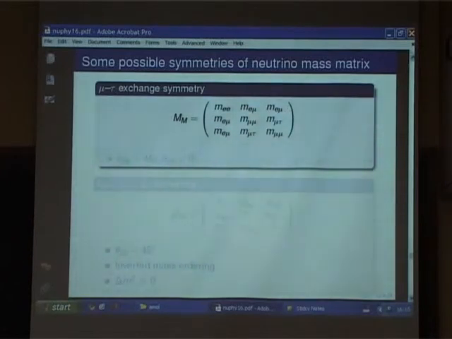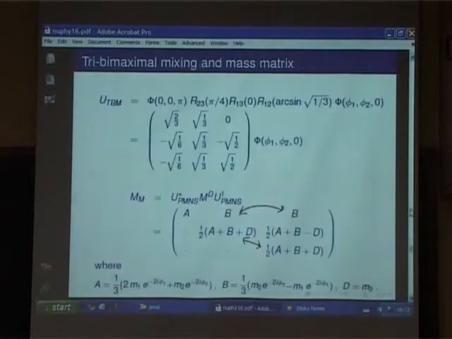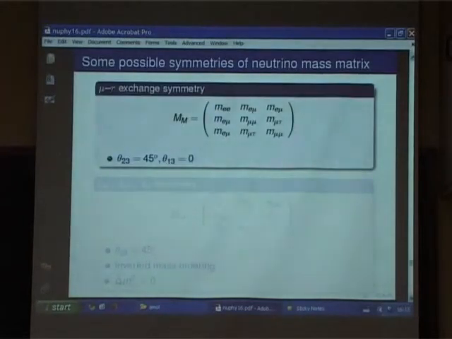It turns out that if you diagonalize this matrix, you will always get theta 2,3 is 45 degrees and theta 1,3 is 0. I will give it to you; you will see it for yourself. So the matrix has this form, which is mu tau symmetric, and you will always get theta 2,3 is 45, theta 1,3 is 0. Therefore, if you come up with a theory which is completely mu tau symmetric, very naturally you will get theta 2,3 is 45, theta 1,3 is 0. All you have to do is worry about theta 1,2. So you already solved many problems.